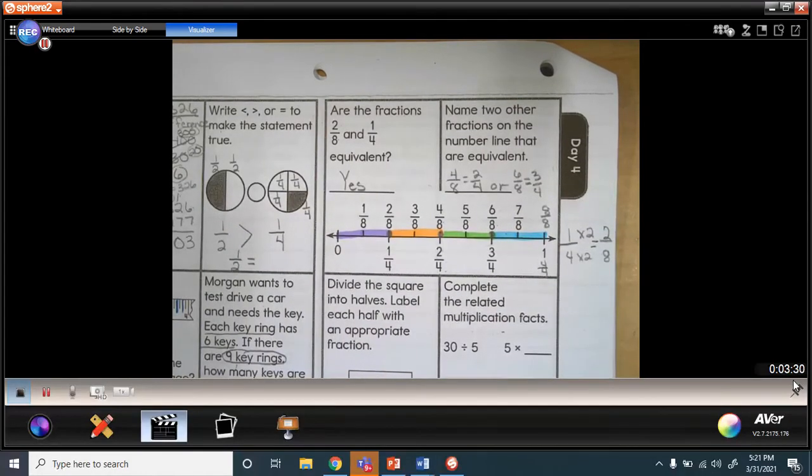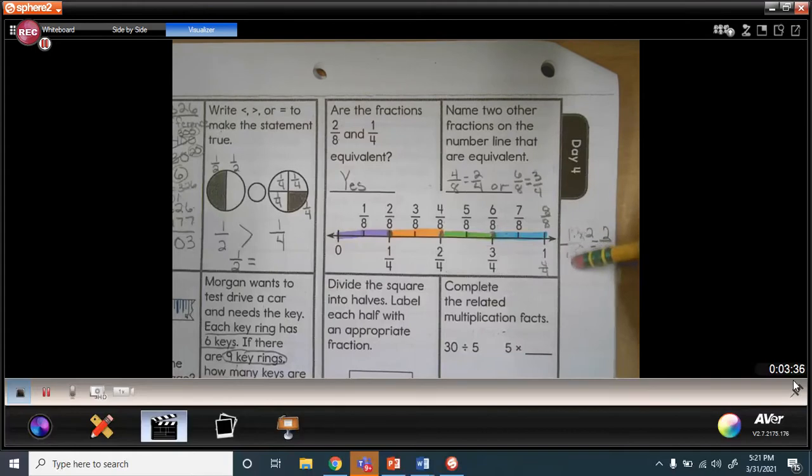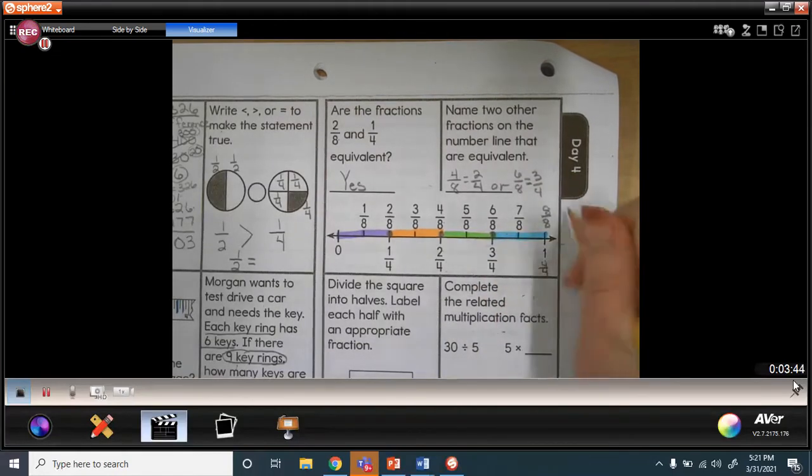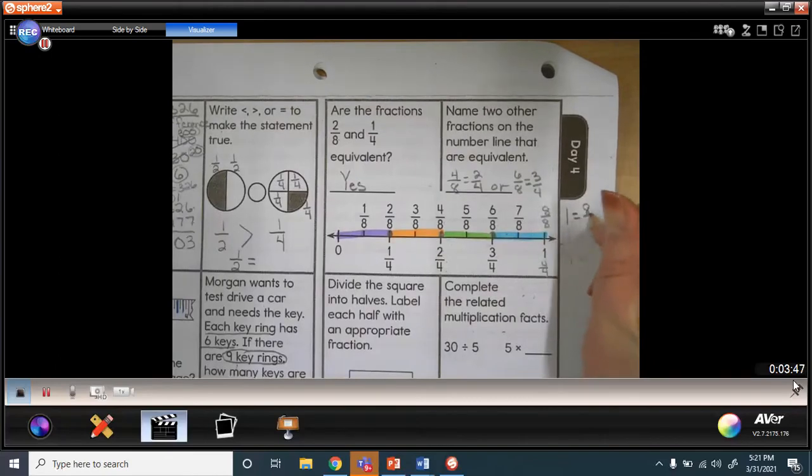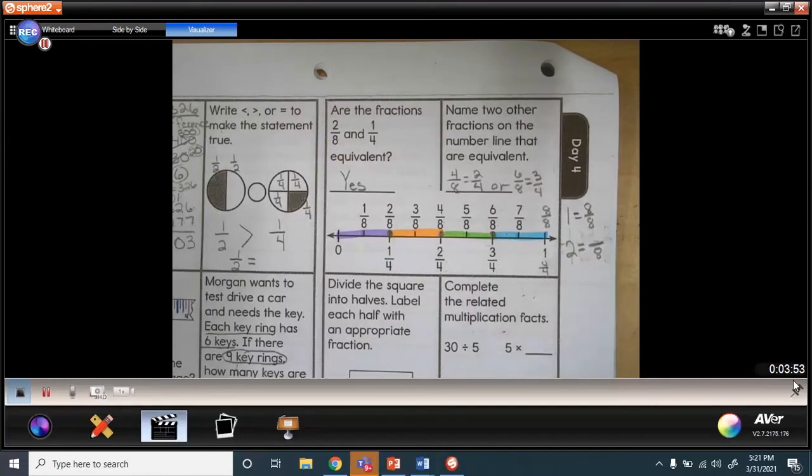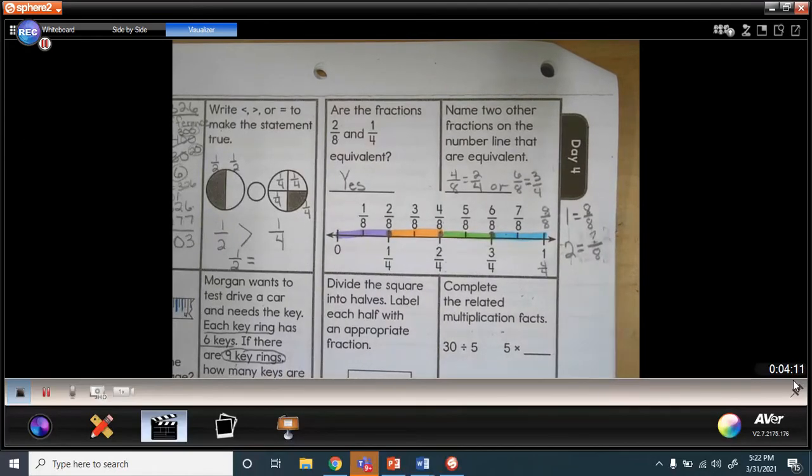Now, for your discussion question today, let's think past the 1 whole. If I were going to go past 1 whole, this is your discussion question for today. If 1 whole is equal to 8/8, what would 2 whole be equal to in eighths? I will be interested to see what you come up with. So 1 whole is 8/8. What happens if you have 2 whole? How many eighths would there be if you had 2 whole? Let's take a look at our next problem.